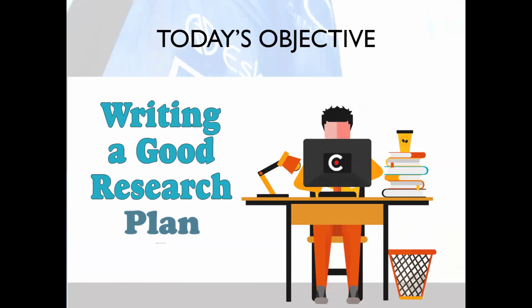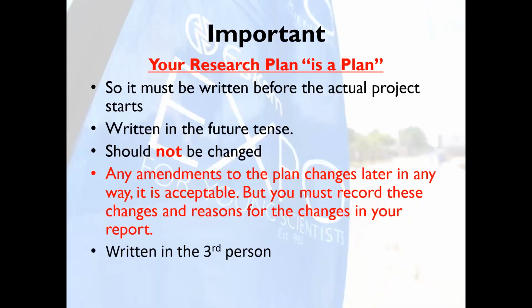Okay, I'm hoping everybody is still with me and we're still on our problem of litter. Let's go into writing the research plan. Okay. So it's a plan. The research plan is a plan, as we've said already. It's written in the future tense. Please write in the 3rd person, so there are no pronouns like I and my and we and things like that. Write in the 3rd person.